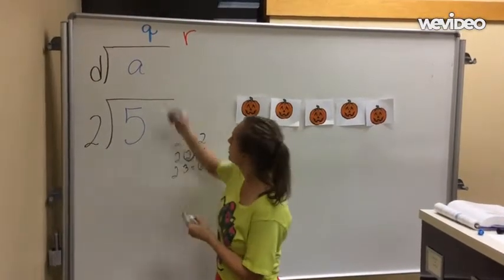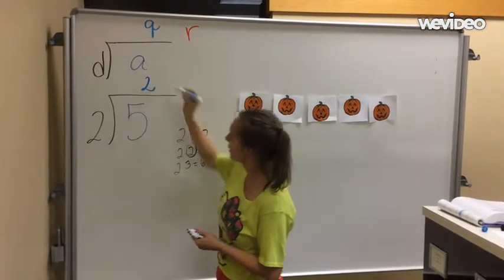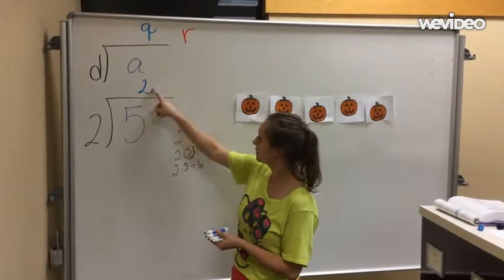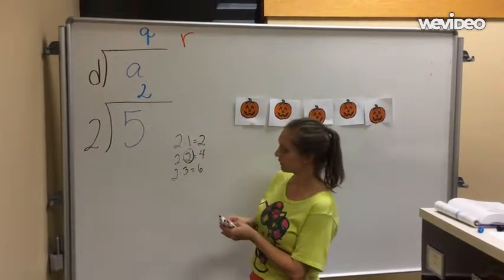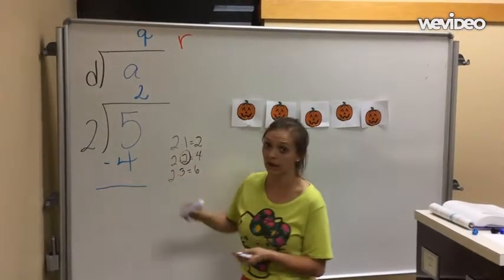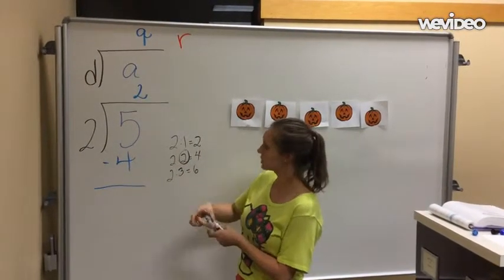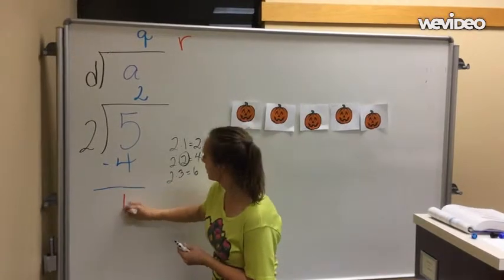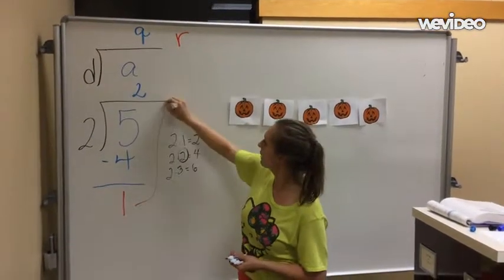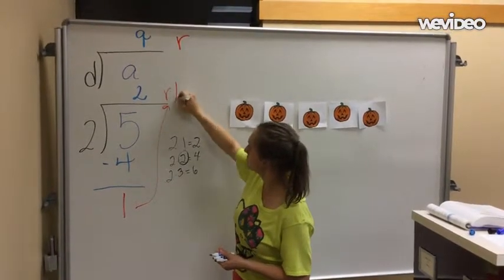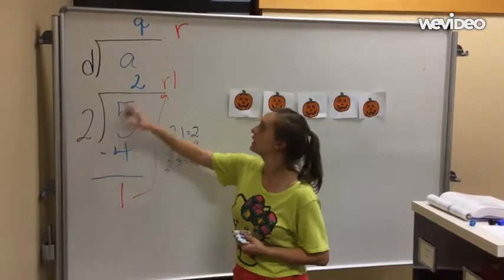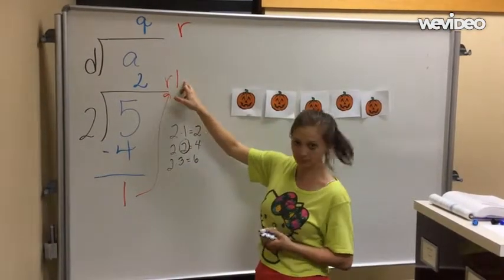So we're going to put 2 up here to form our answer, our quotient. And we know that 2 times 2 is 4. So we are going to subtract 4 from 5 to figure out what we have left over, which is 1. And since 2 is bigger than 1, we're going to call this our remainder. So the answer, 5 divided by 2, is 2 with a remainder of 1.